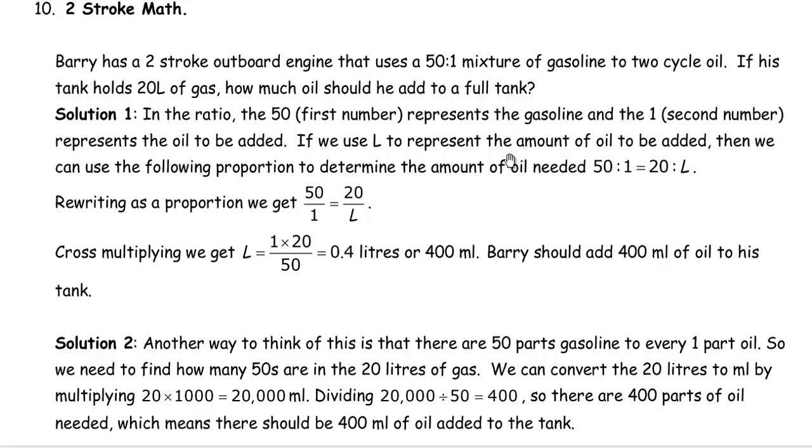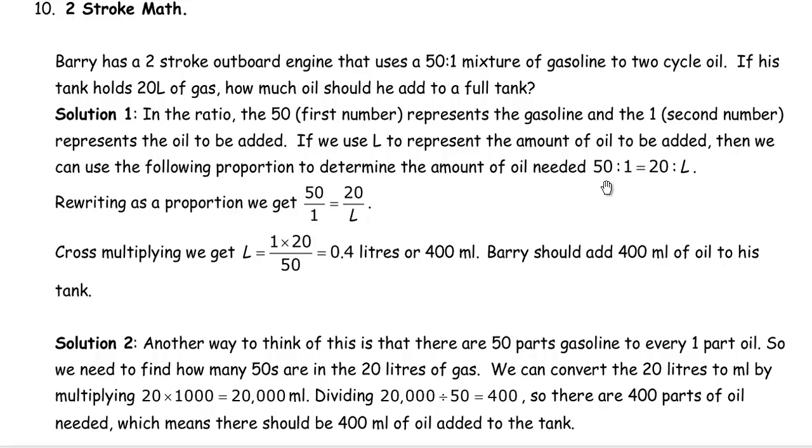Now, if we use L to represent the amount of oil to be added, I'm choosing L because it's a letter in the word oil. Oil starts with the letter O, and the problem with using O as a variable is it looks a lot like 0. That's why I'm not using O for oil. So I'm using L. L represents the amount of oil to be added. Then we can use the following proportion to determine the amount of oil needed.